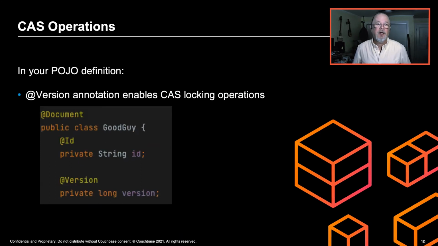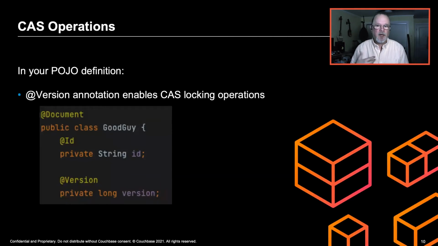Second is, I think it's a good idea to enable your CAS locking operations. You do this by adding the @Version annotation to one of your properties in your data objects.